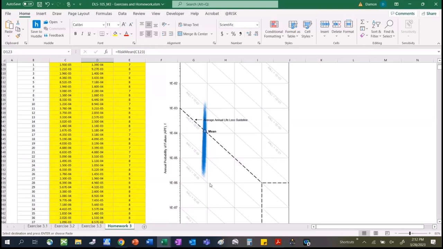Same deal if I plot below and the entire amount or the vast majority of my iteration results plot below the average annual life loss guideline. I might still have a lot of uncertainty in a wide spread, but if it all plots on one side, I can be confident in the decision that I'm making, whether or not I exceed that guideline.